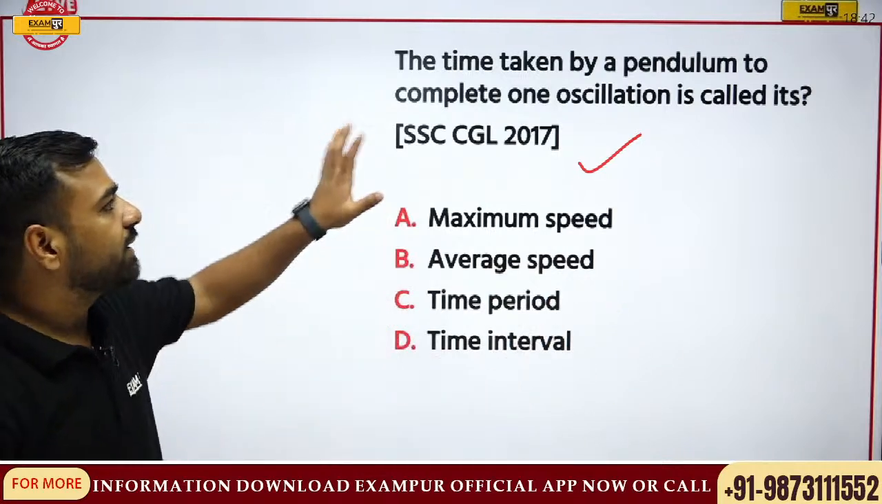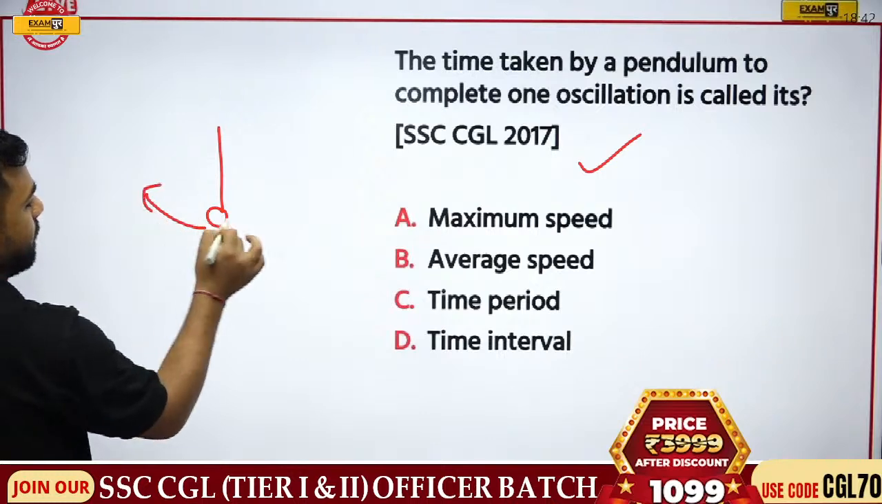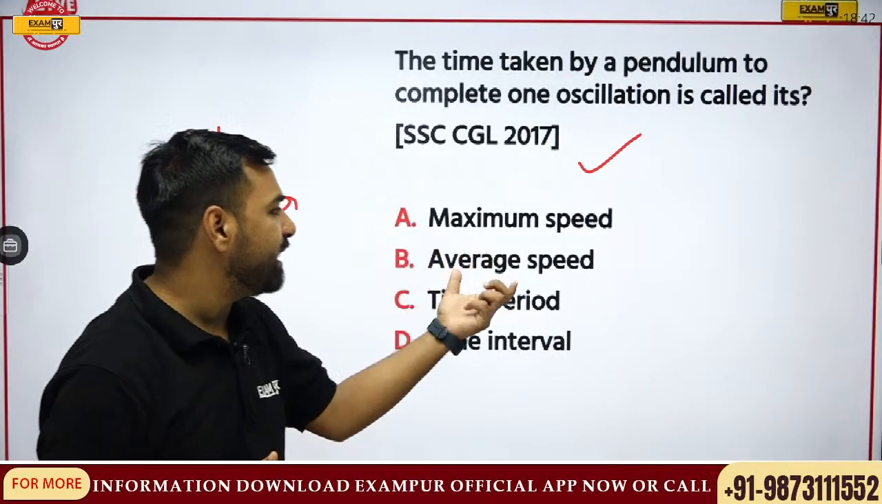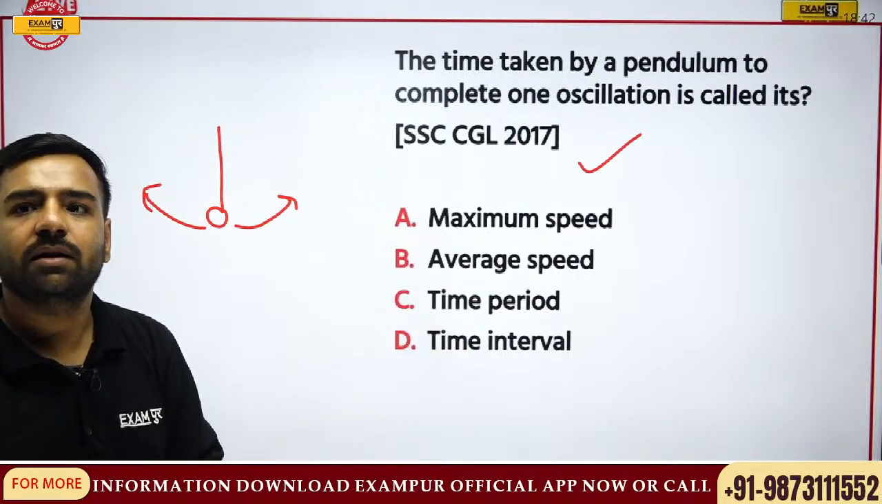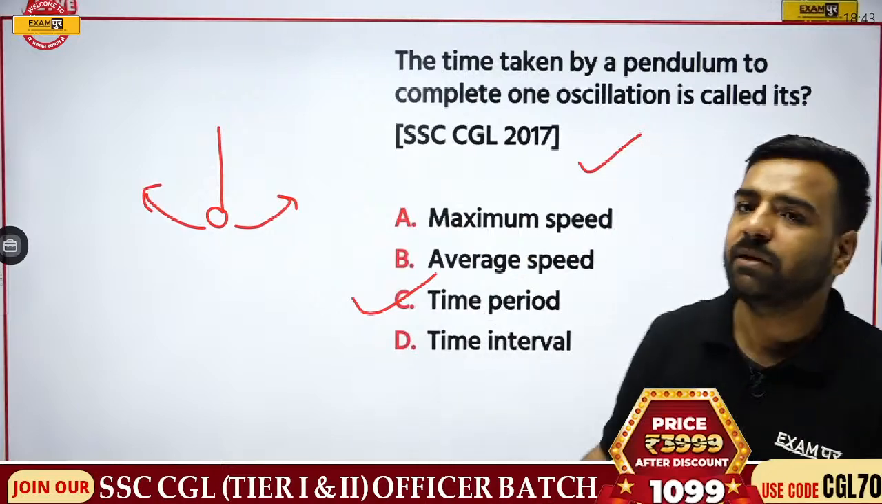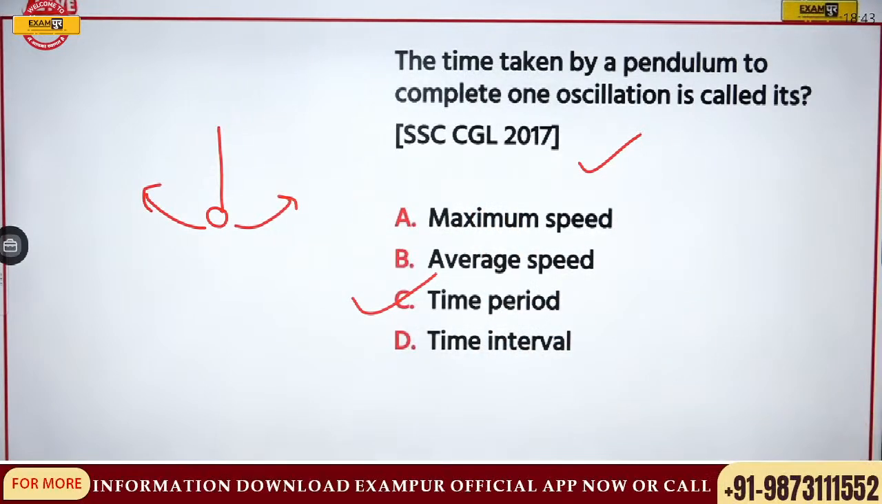The time taken by the pendulum to complete one of its oscillation. Yes. So is it what? Is it maximum speed, average speed, time period or time interval? So Nana is with C, that is time period. And yes, everyone please remember, whenever we are talking about a pendulum, if I talk about one complete oscillation, that is your time period.